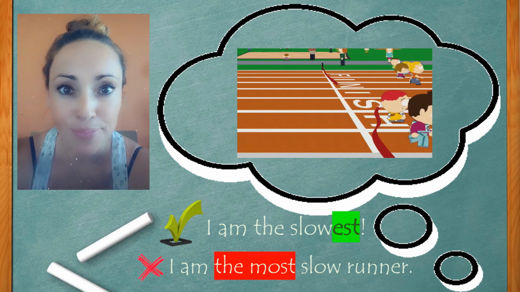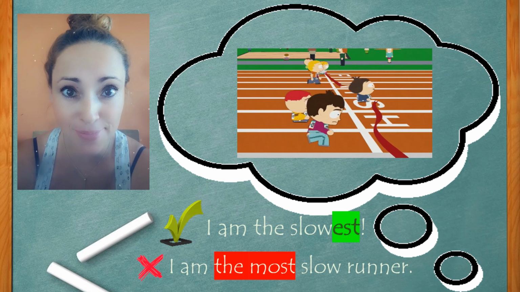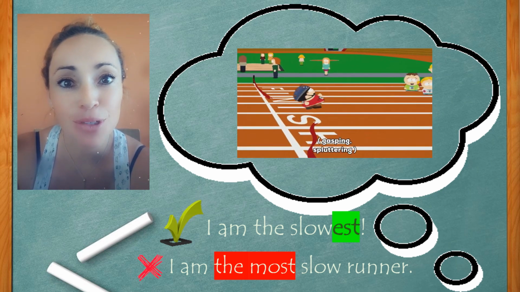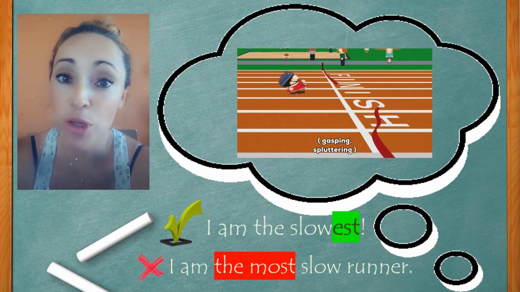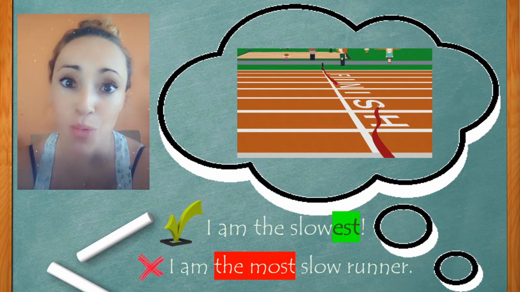Let's set an example. Imagine again that you are in a race with a group of friends and unfortunately you don't win. So what are you going to say? I am the slowest runner. But what you cannot say is, I am the most slow runner. That's not correct.